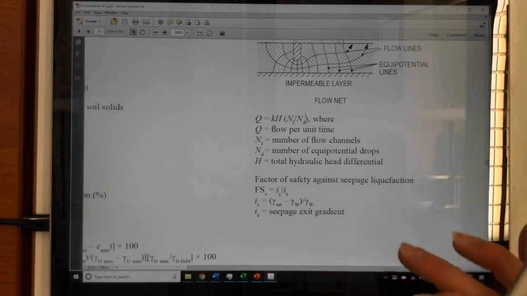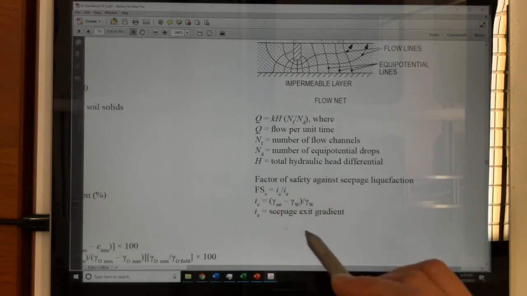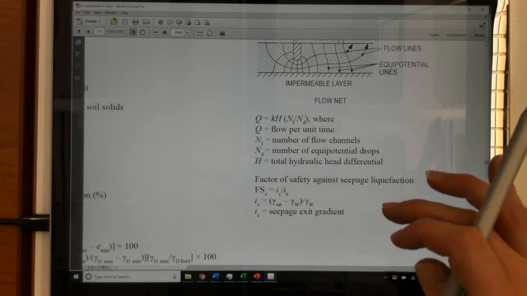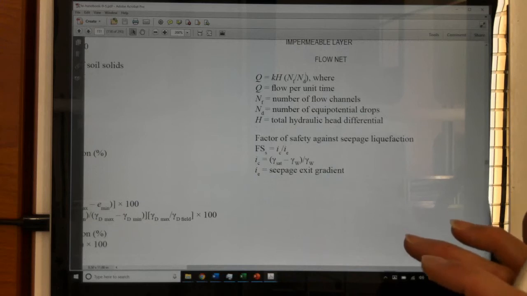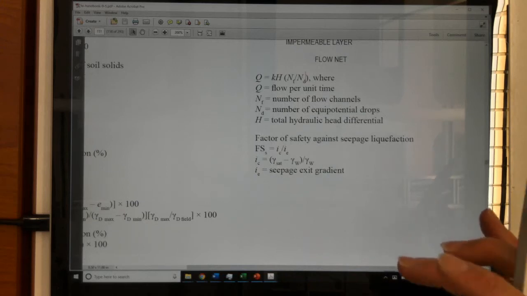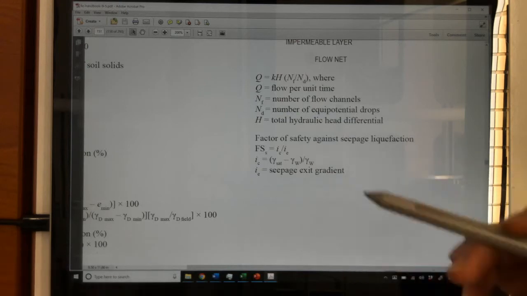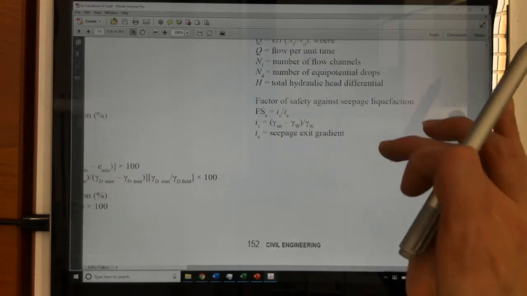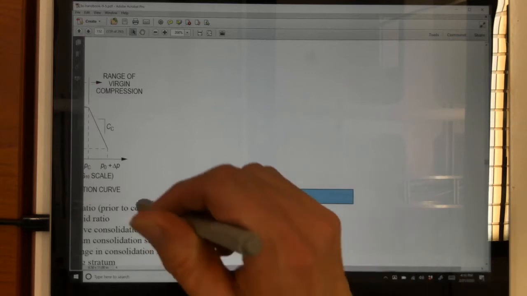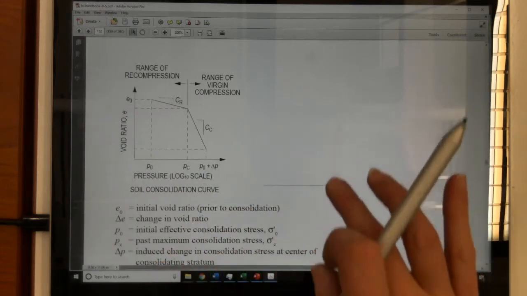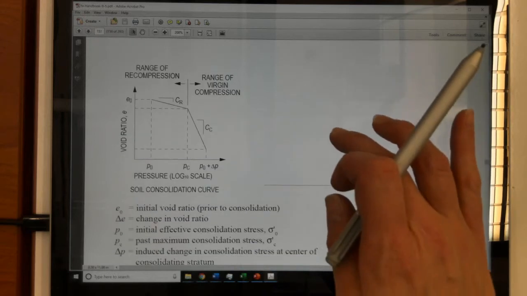Factor of safety against seepage liquefaction. This is critical hydraulic gradient. I don't know that I've seen that in any example problem, but I think that they would just ask you something that has that piece. It has all those things that they show there in that equation. So definitely on the next page, yes.